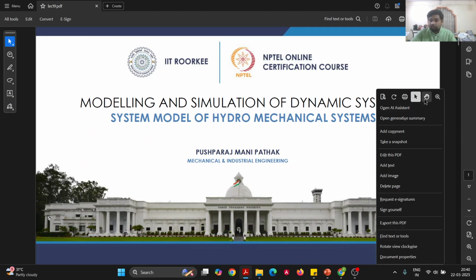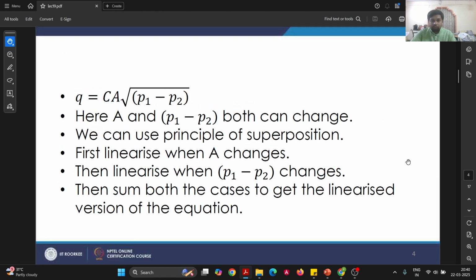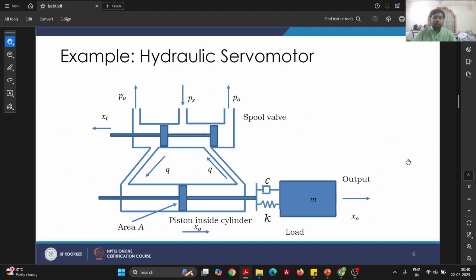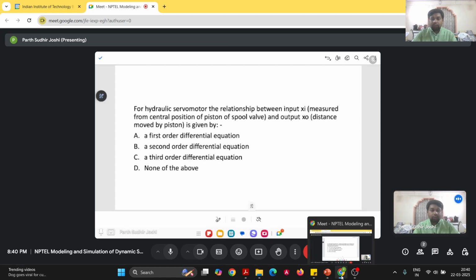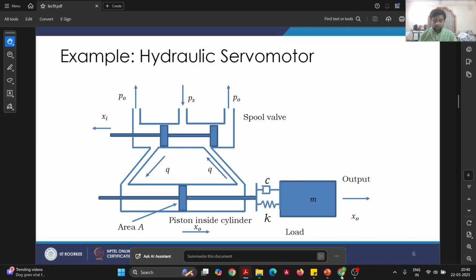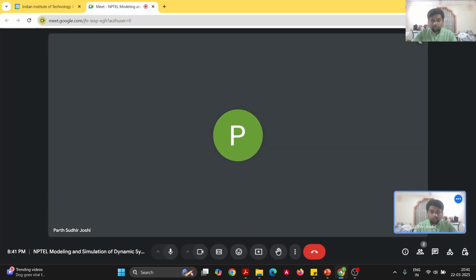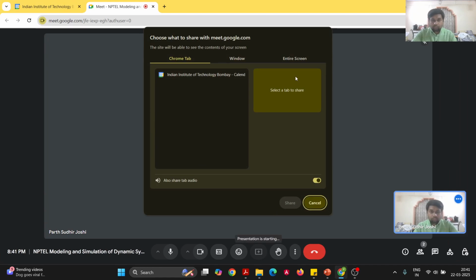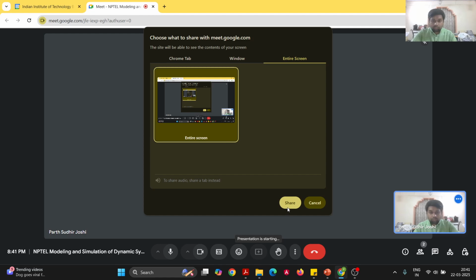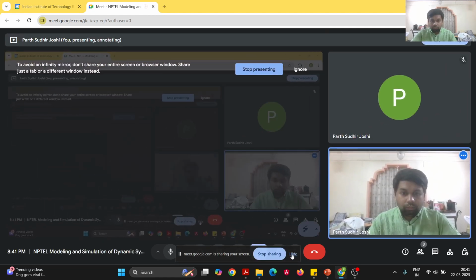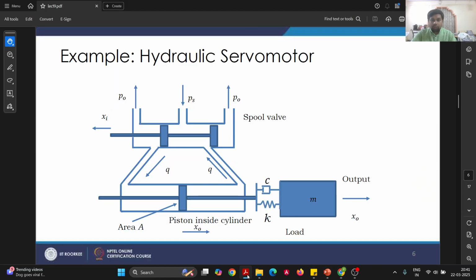So in the case of the hydraulic servo motor, we have the piston, which is subjected to a pressure difference on both sides. Now let us refer to the example on the hydraulic servo motor.